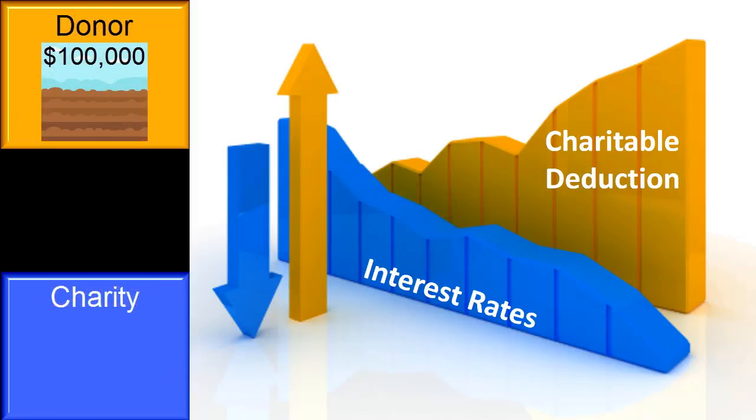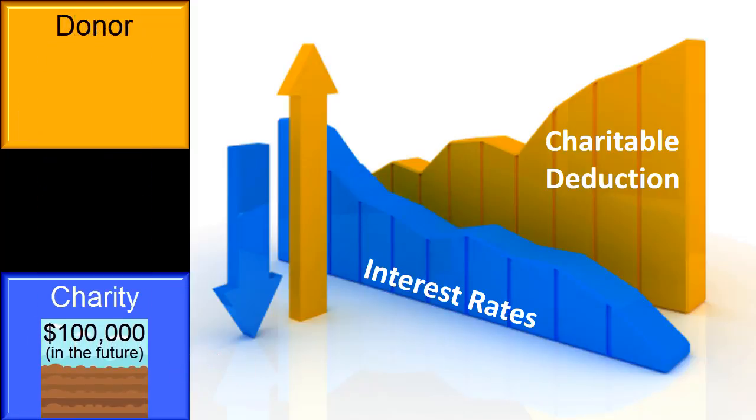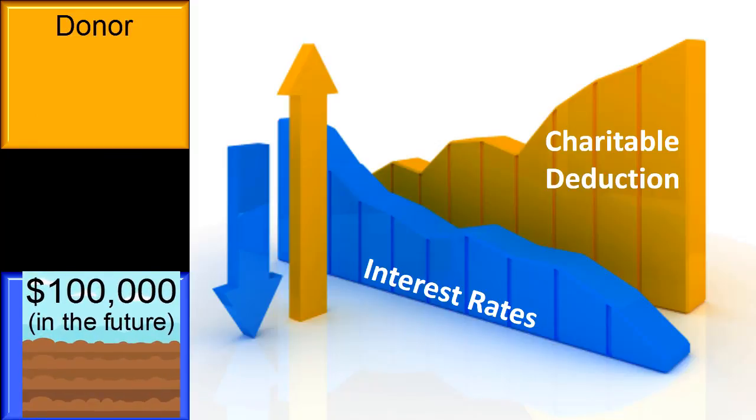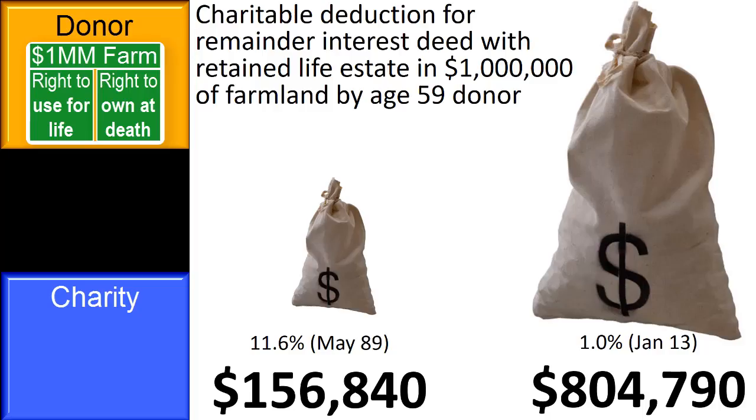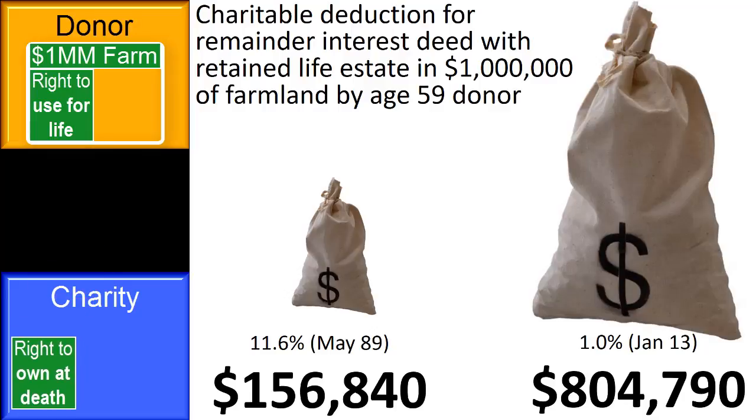Similarly, the present value of a remainder interest gift with a retained life estate is higher if the prevailing interest rate, also known as the Section 7520 rate, is lower. The impact of different interest rates on the charitable deduction for a remainder interest deed can be seen dramatically in this example.